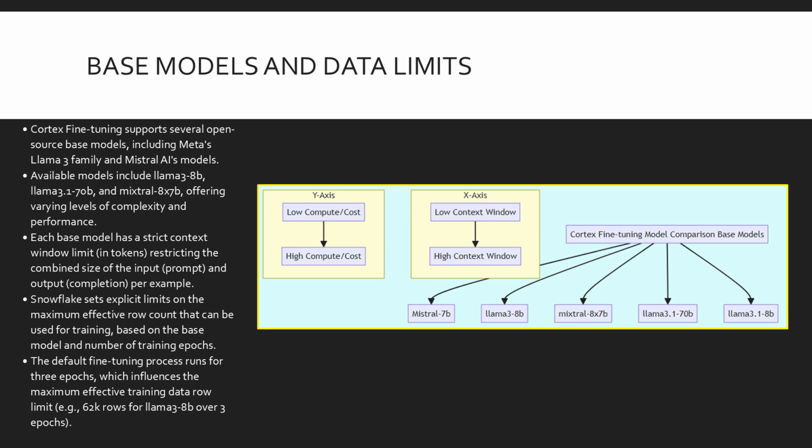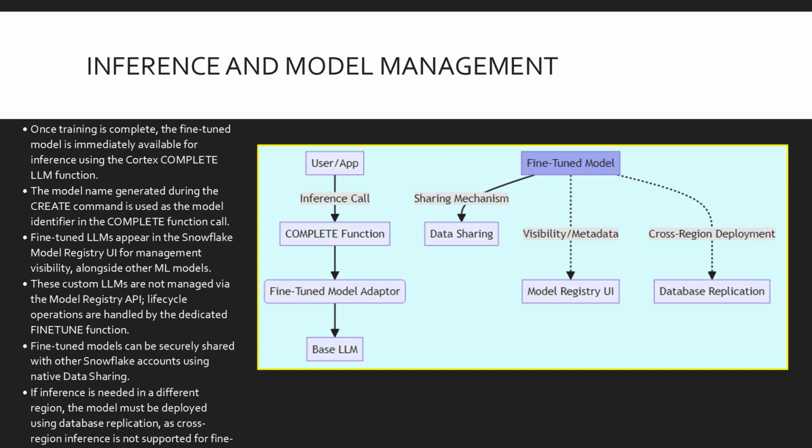In the upper right quadrant, models like Llama 3, after the potentially long-running training job successfully completes, your newly specialized fine-tuned model becomes instantly available for immediate use in live inference scenarios. You can deploy this custom model directly by invoking the standard Cortex Complete Large Language Model function.